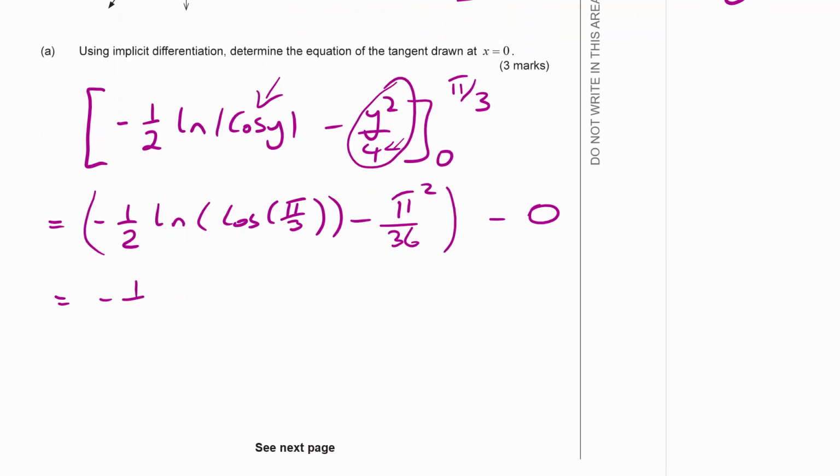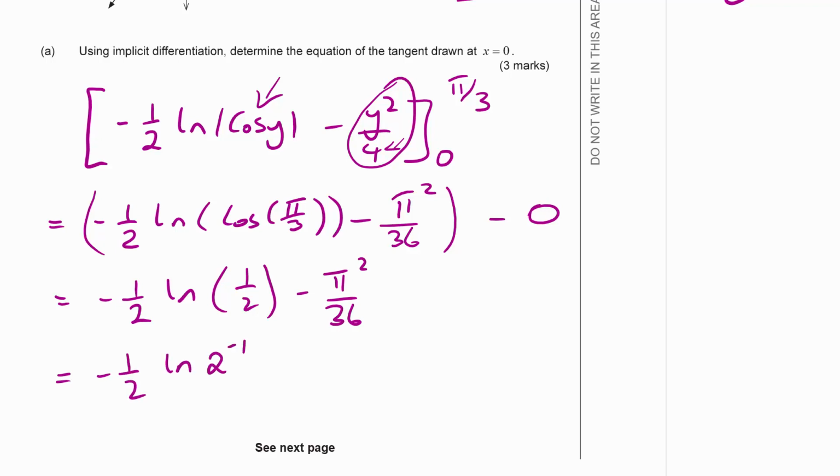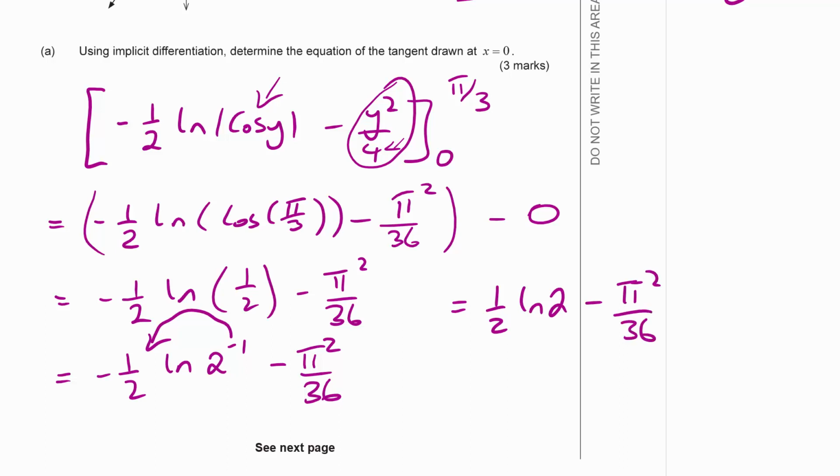So we have negative a half ln a half, take away pi squared on 36. Now remember that a half is 2 to the negative 1. Use a log law to move the negative 1 down in front. And what we get is a half ln 2, take away pi squared on 36.